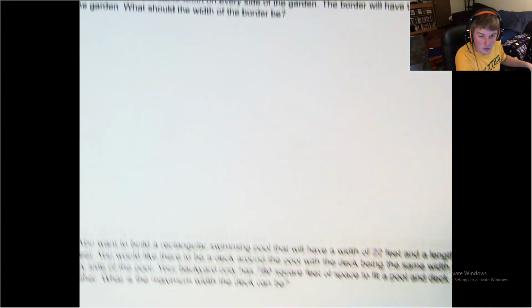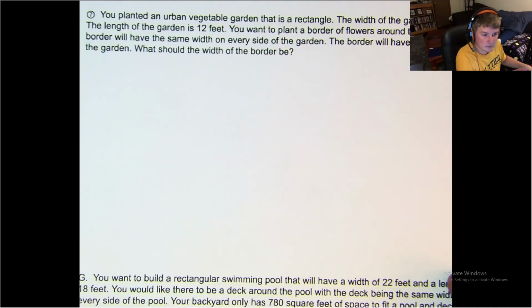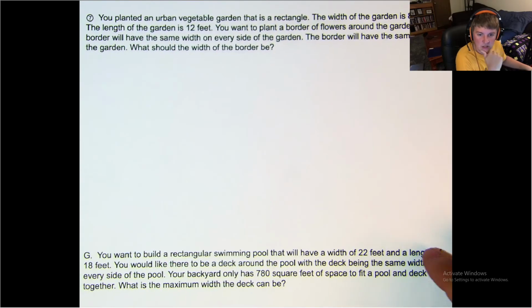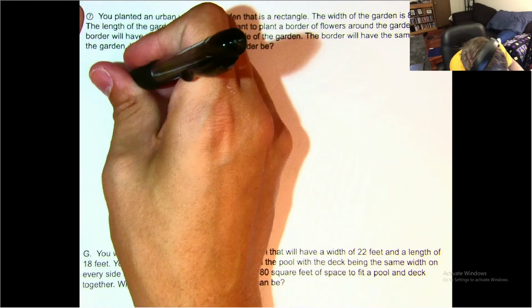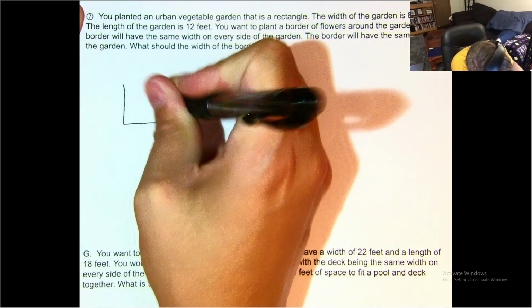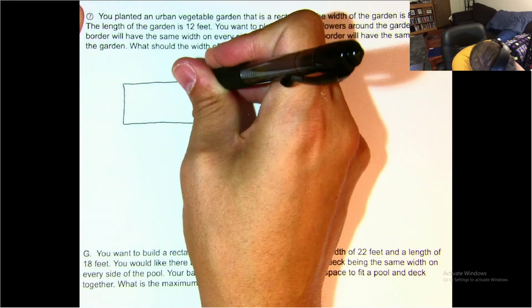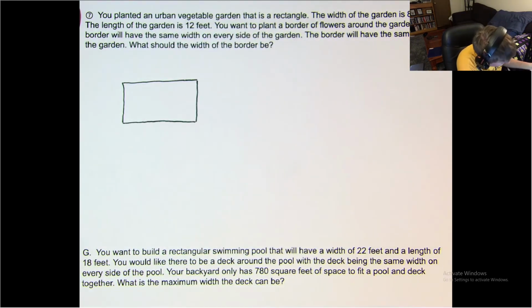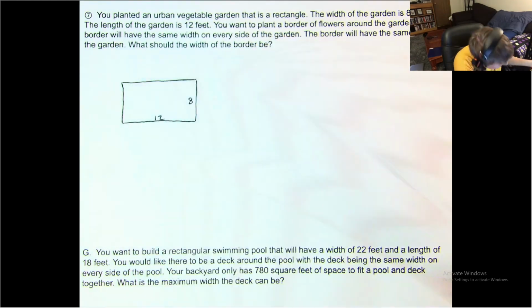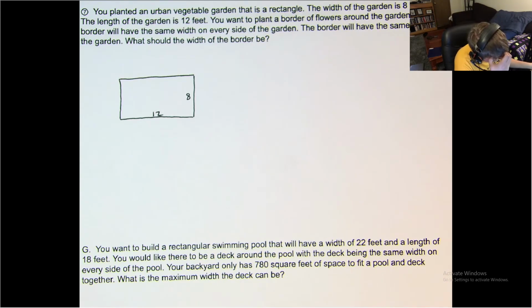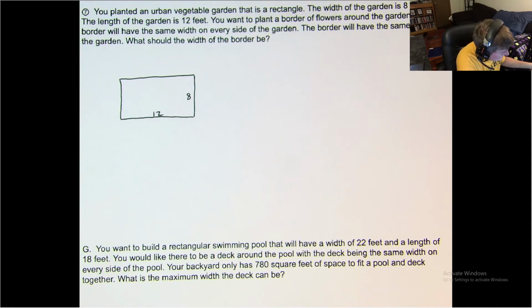So let's go ahead and do a word problem here. Okay, you plant an urban vegetable garden that is a rectangle. Here's my garden. The width of the garden is 8 feet and the length of the garden is 12. So this is a 12 by 8 rectangle. And I want to plant a border around the entire garden that will have the same width on every side. And the border will have the same area as the garden. Okay, what should the width of the border be?